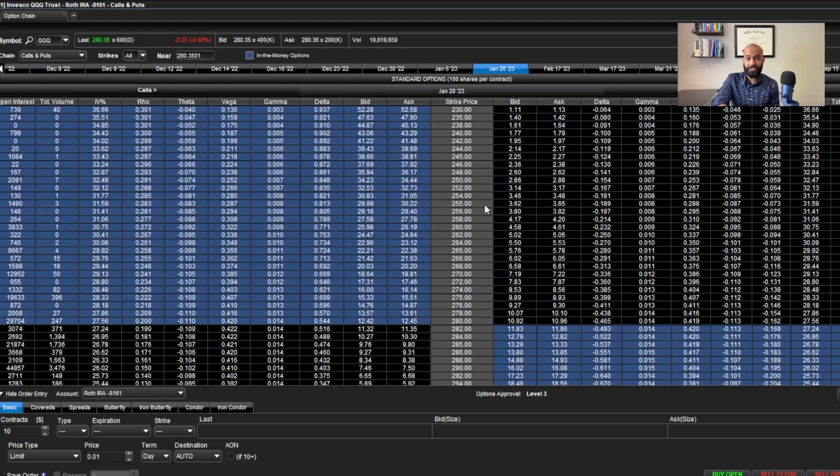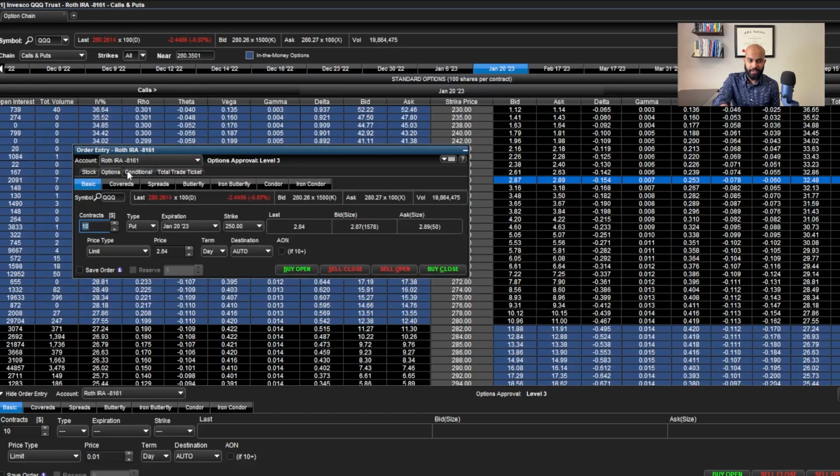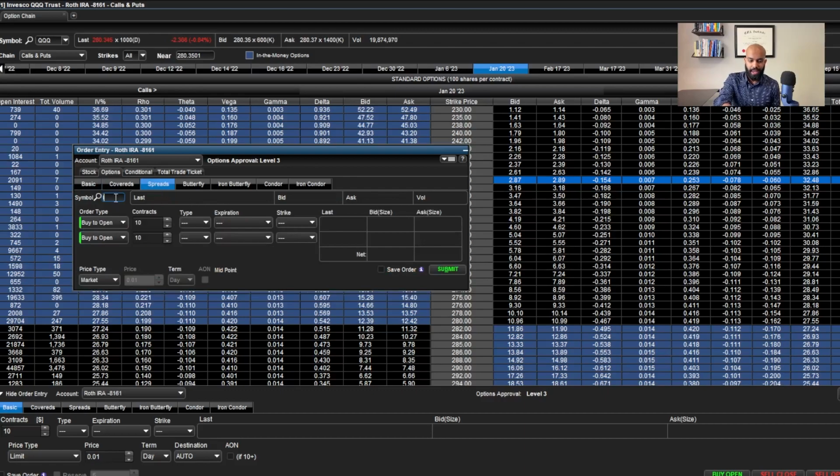So now let's say you don't want to own the stock and you just want to collect income, right? And that's where spreads come in. So let's look at this 15 delta put credit spread. Again, you right click, you click sell to open. Here on E-Trade, there's actually something that says spreads. So you click that and you type in QQQ, you would sell to open one contract.